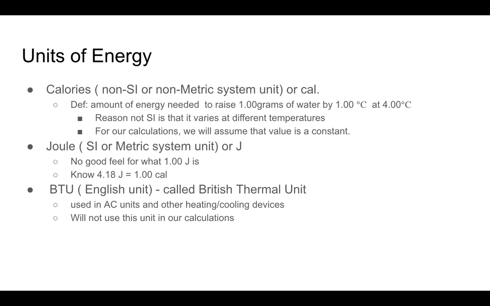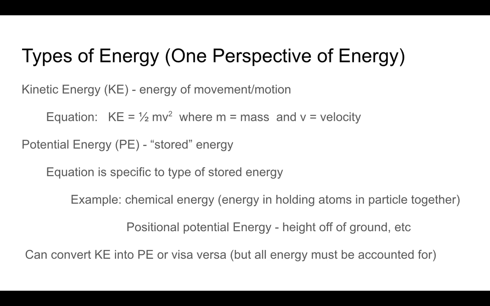There is another energy unit called the BTU, a British thermal unit. It's an English system unit, so we don't use it as much anymore, but you see it sometimes in products. Specifically, air conditioners can be rated in BTUs. We won't use that number in calculations at all. So we use calories most of the time and joules some of the time.